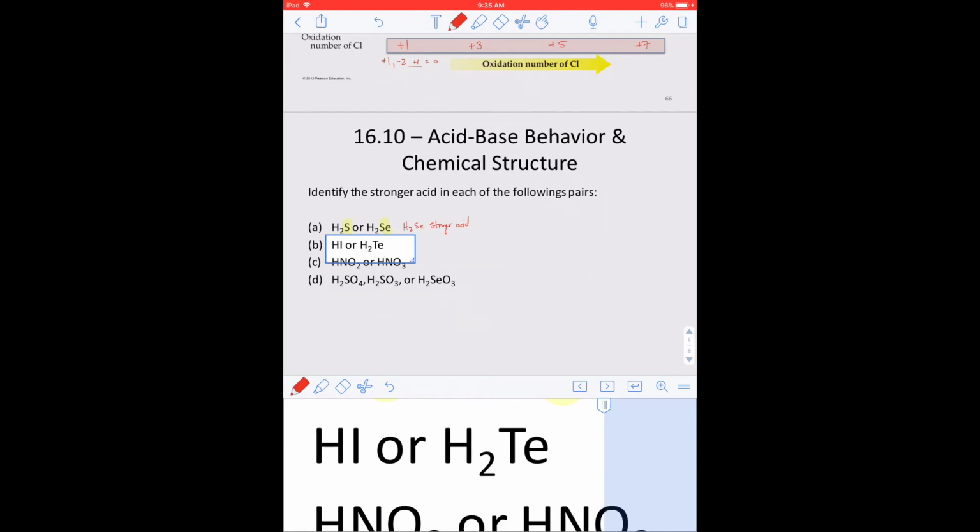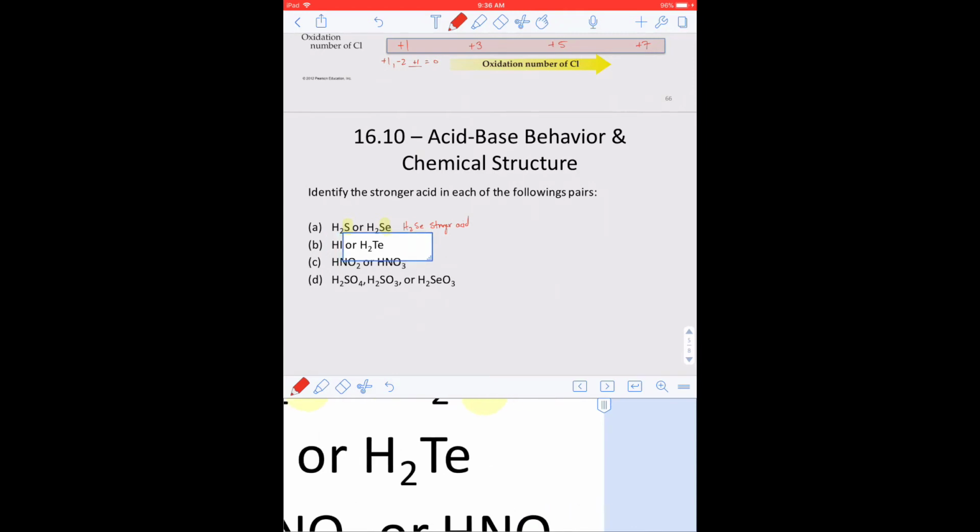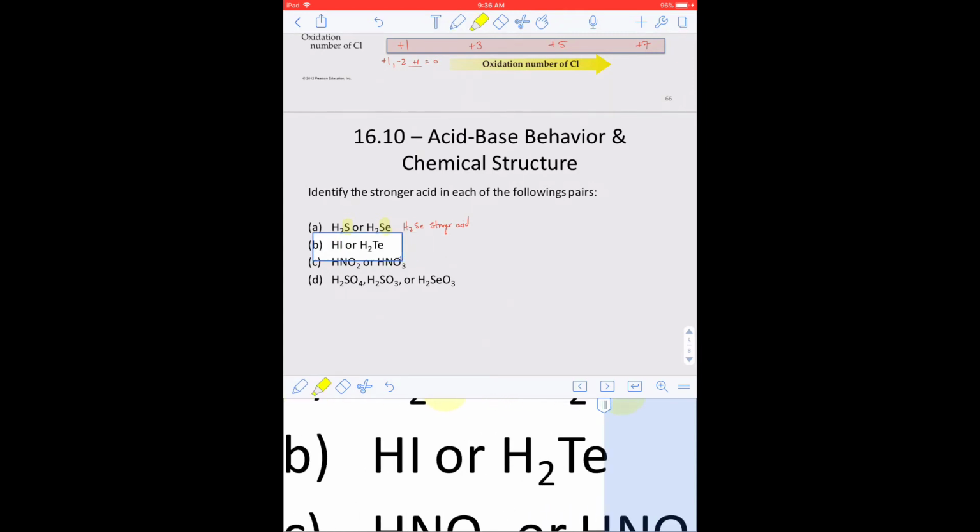So across the period here, they're about the same size. Now we've got to think about electronegativity only. So we think about HI and H2Te. I is going to be more electronegative. It's further to the right of tellurium, and therefore I is more electronegative. And because it's more electronegative, it's going to pull electron density away from the hydrogen-iodine bond, and so therefore HI is the stronger acid here.